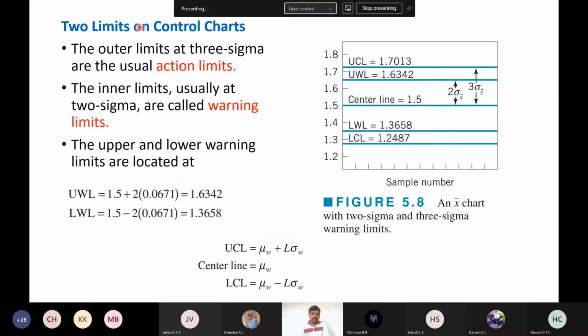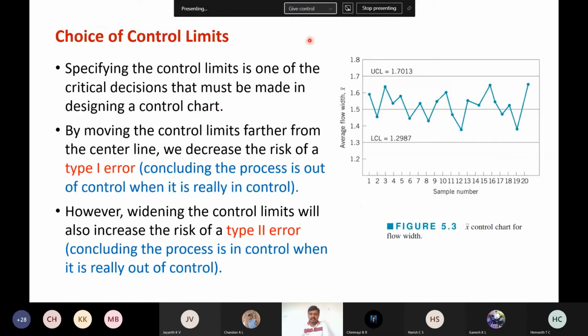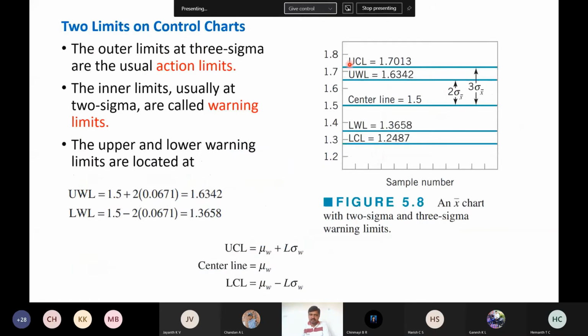Next, two limits on control charts. There are a few quality experts who suggest having two limits on control charts rather than only one. One limit means only the upper control limit and lower control limit, so this is one set of limits. Having two sets of limits means other than control limits, you also have warning limits, upper warning limit and lower warning limit. If you have these warning limits, there are advantages and disadvantages.